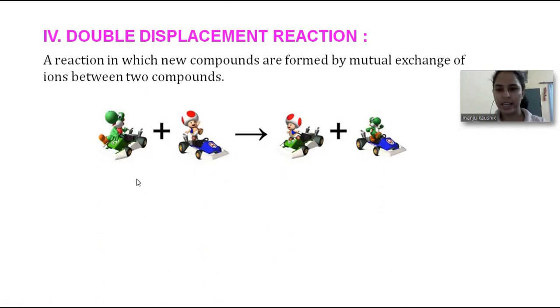See, here as you can see in this picture, these two drivers are exchanging their vehicles. There is a mutual exchange. No one is powerful and no one is strong. They are mutually exchanging. Okay, students. So let us do this by an example.